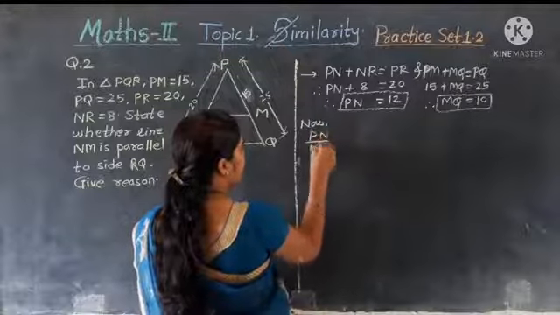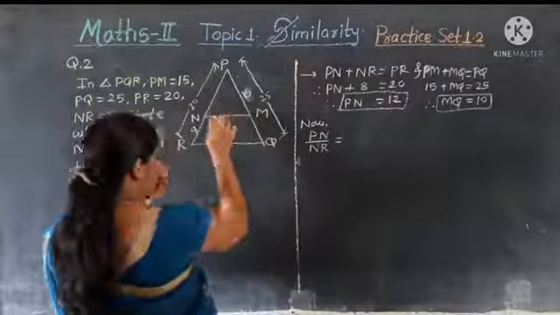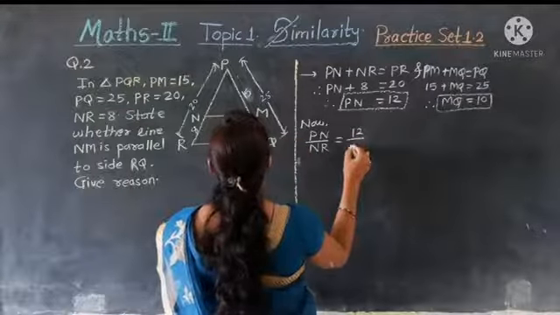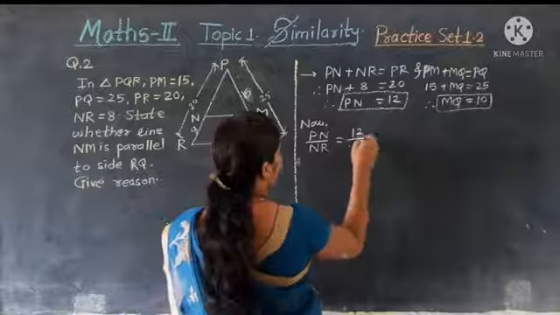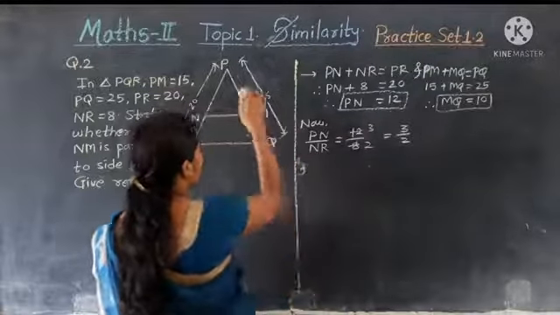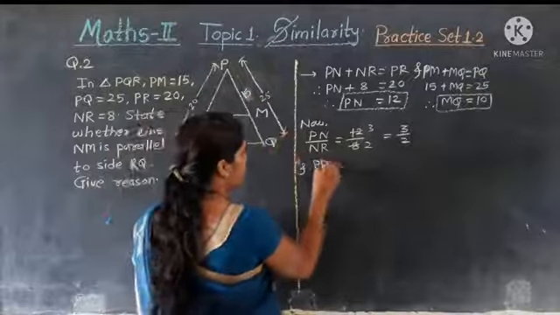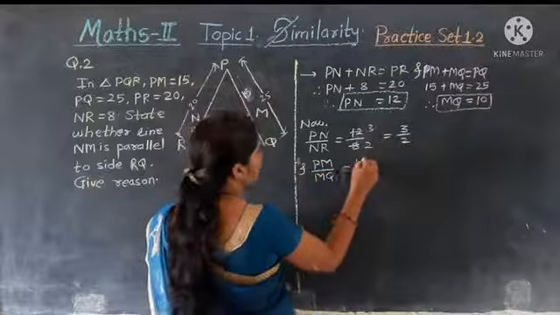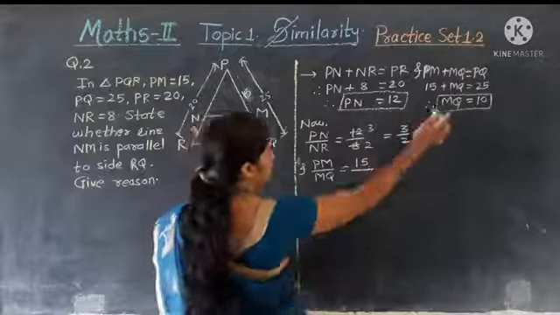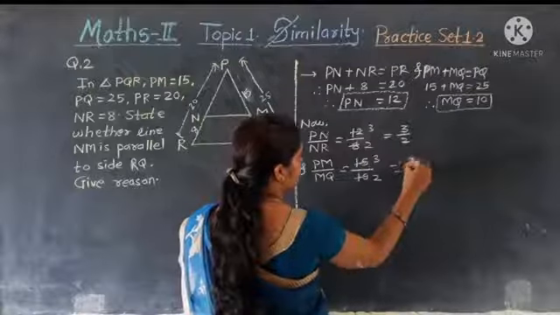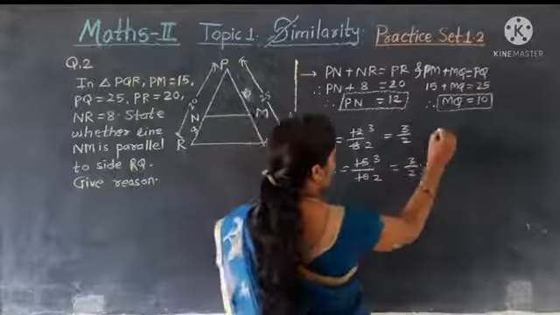PN upon NR is equal to, what is PN? 12 upon NR is 8. 4 2s are 8, 4 3s are 12, so it is equal to 3 upon 2. And PM upon NQ is equal to 15 upon MQ. We had to find the same. 5 2s are 10, 5 3s are 15, so it is equal to 3 upon 2.